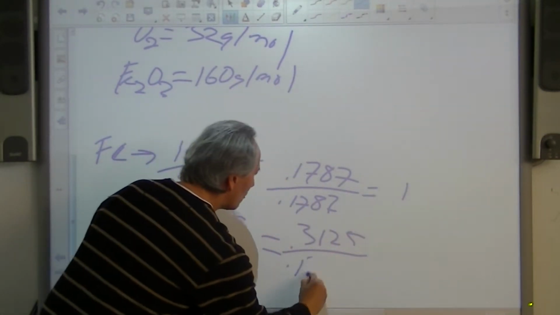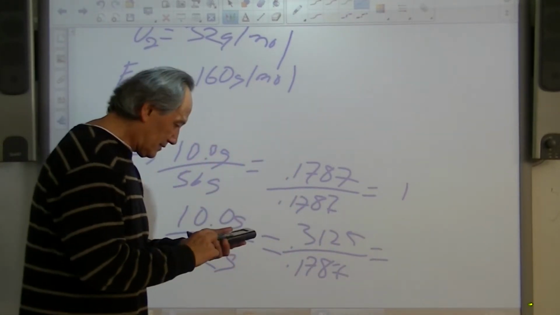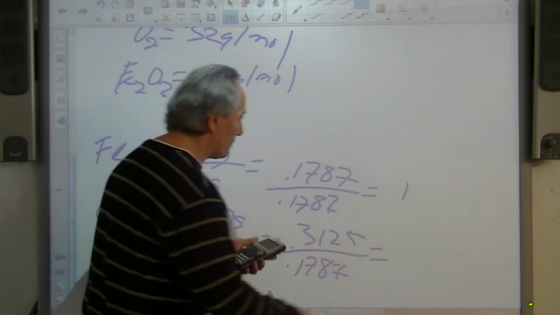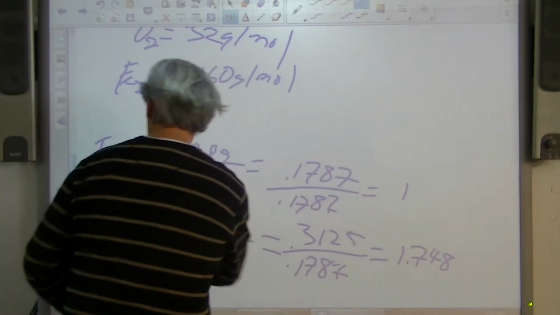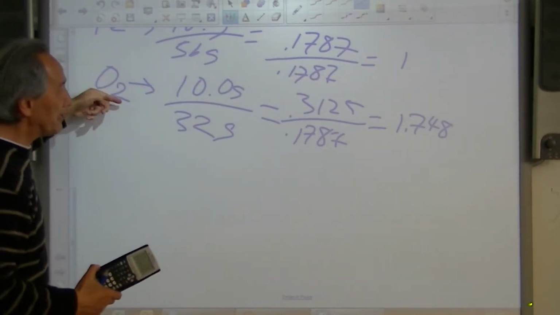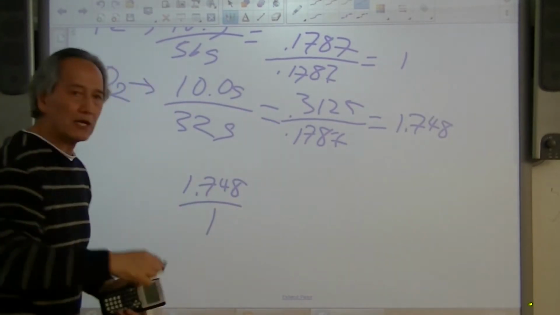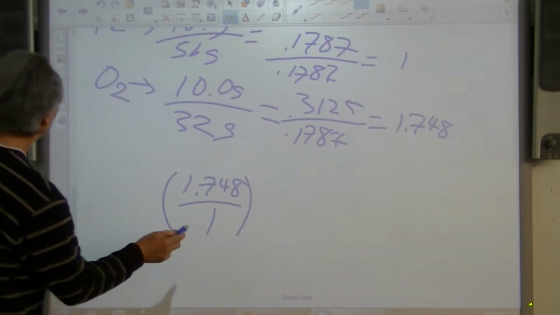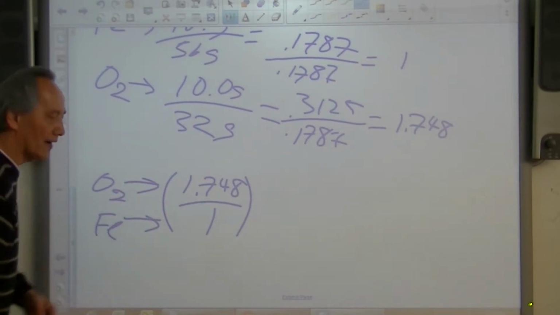Divide this by 0.1787. Let's find out what our value will be on that. Divided by 0.1787. That value happens to come out to 1.748. Okay, and so hence the relationship of the iron versus the oxygen is in fact 1.748 to 1. I'm going to put it in that particular format here, 1.748 to 1. This is the O2 right here, and this happens to be the iron right there.